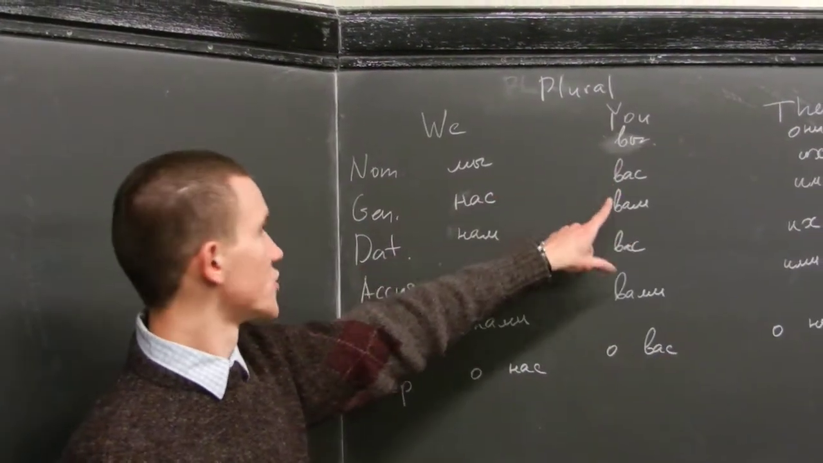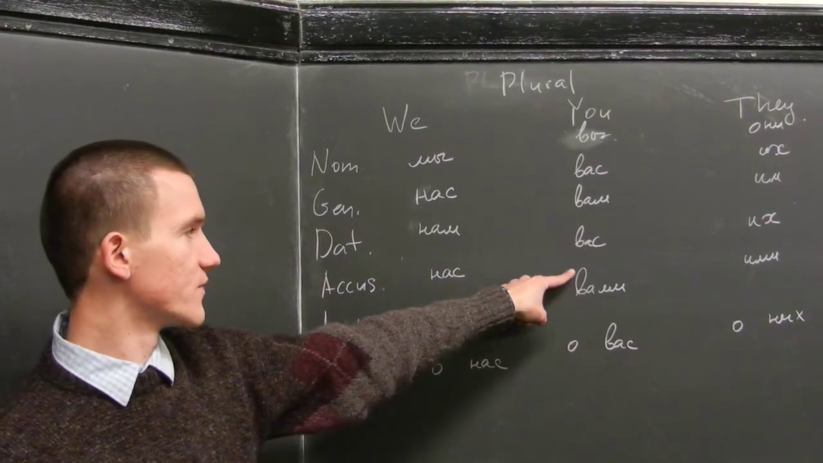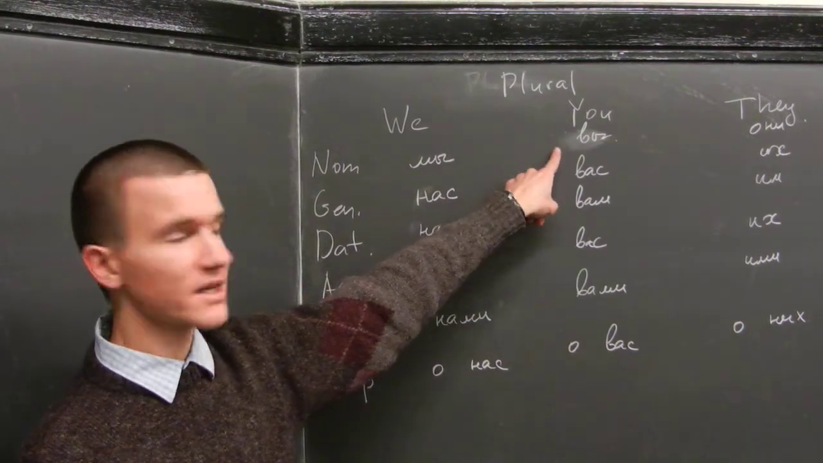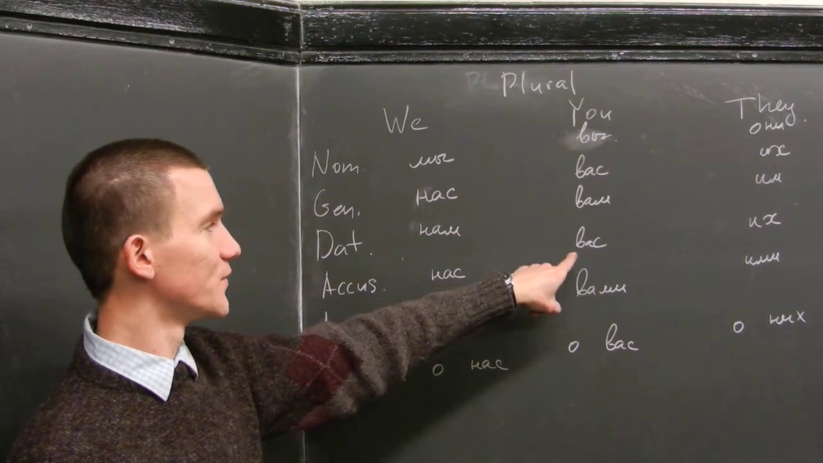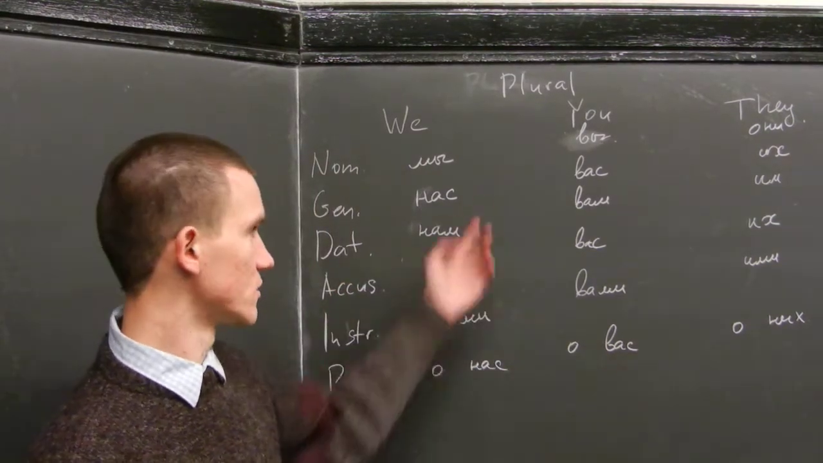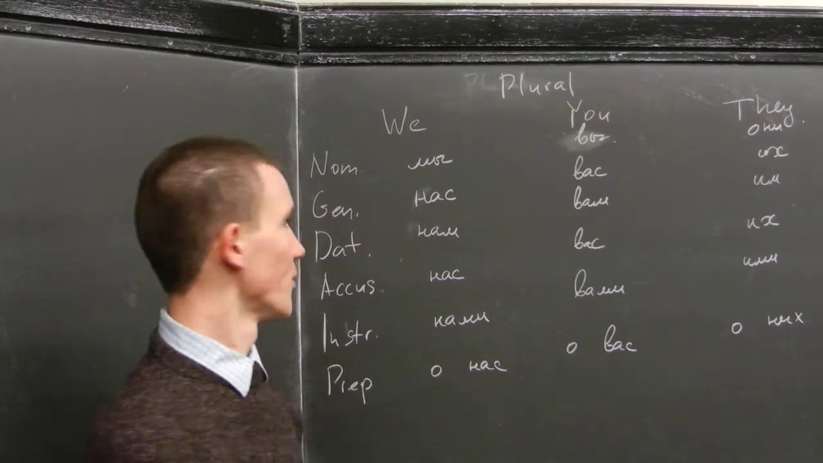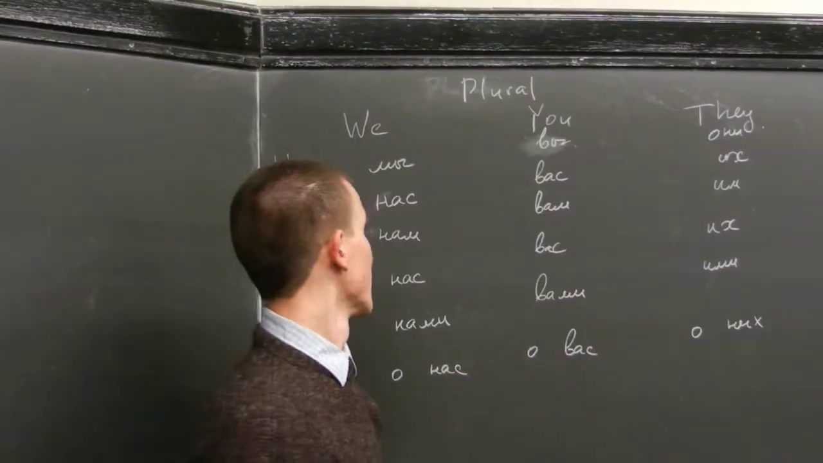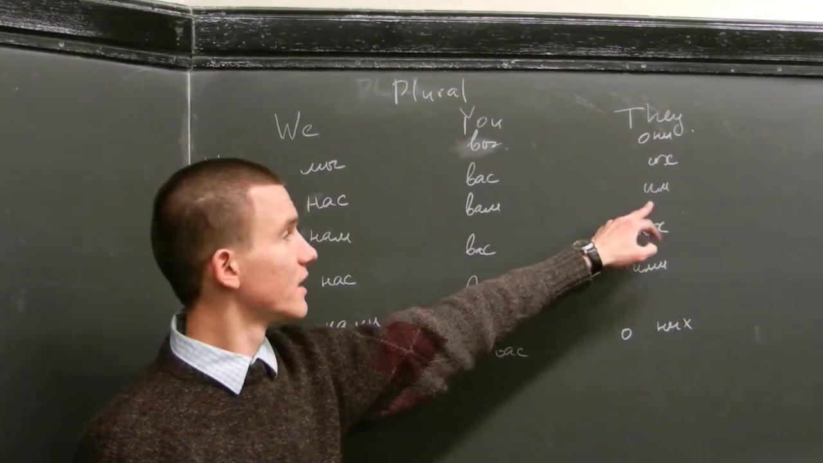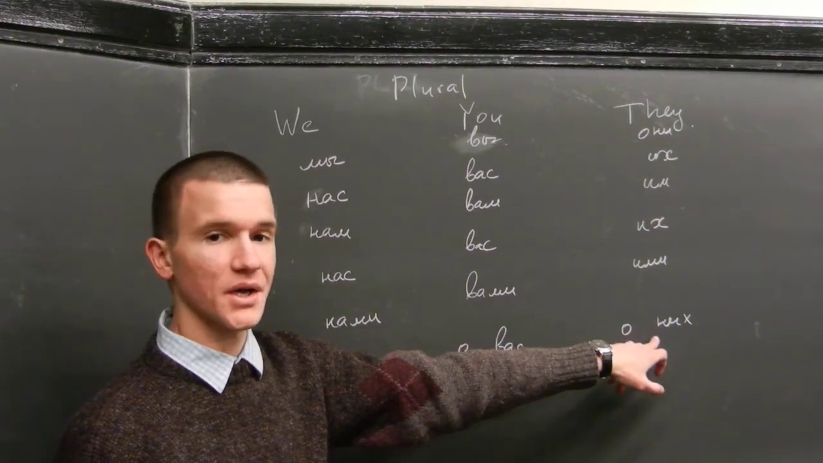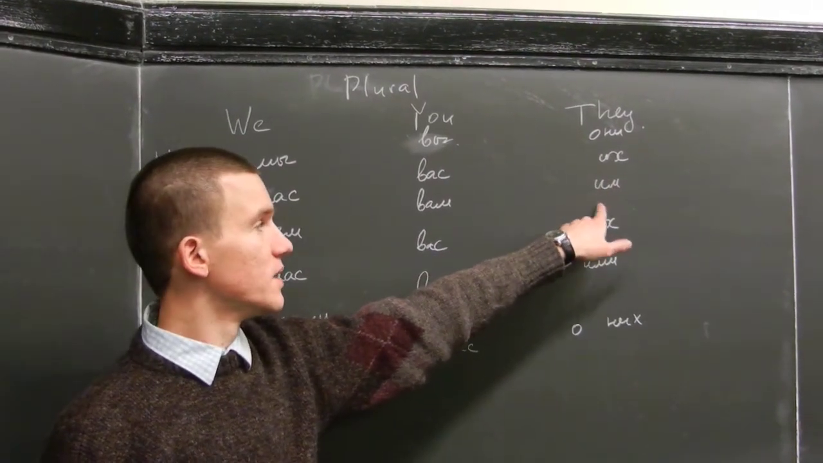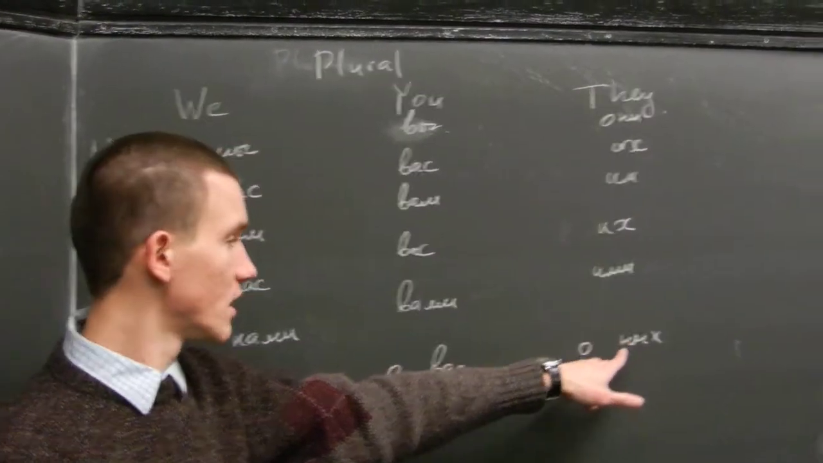So nominative вы, genitive вас, dative вам, accusative вас, instrumental вами, and prepositional о вас. Once again, вы, вас, вам, вас, вами, о вас. Of course, it's better if you can hear all this in some context, but we'll talk about it later in our advanced lessons. So they means они. Nominative они, их, им, их, ими, о них. Again, они, they, их, им, их, ими, о них.